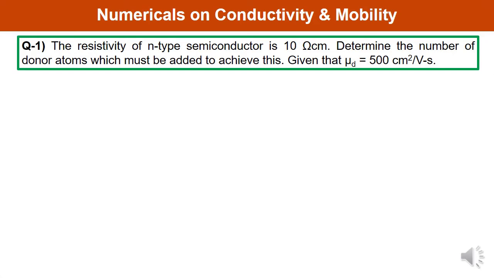First question is, the resistivity of an n-type semiconductor is given. Determine the number of donor atoms which must be added to achieve this. And here the mobility of donor atoms is being given. Let us solve this.